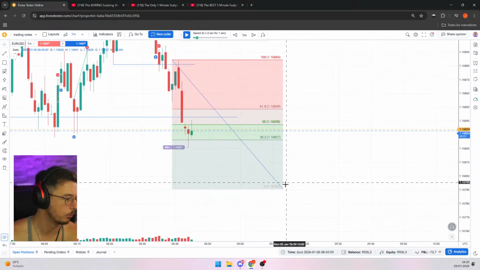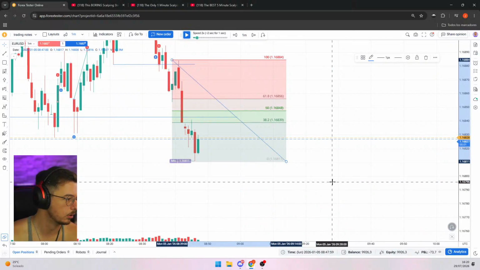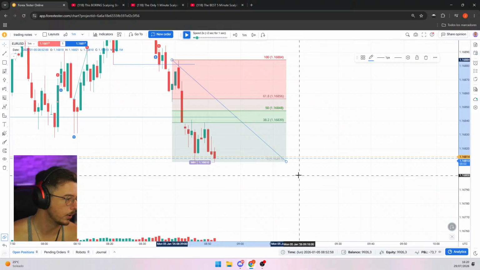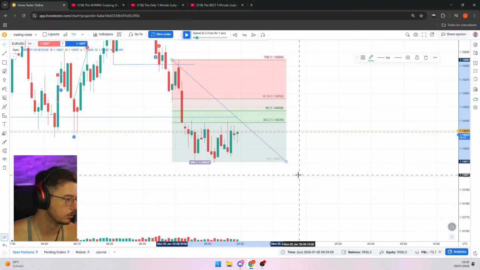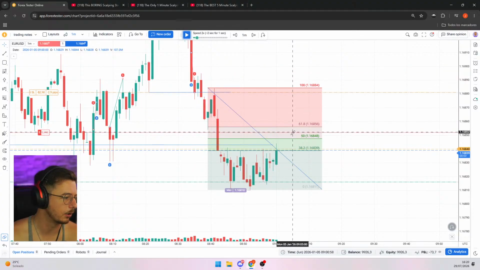Let's see where it gets to. So this is the last level. Push a bit lower. See if we get a pullback. Okay, there we go. That'll be our entry. So let's see if we get any good trades happening here.